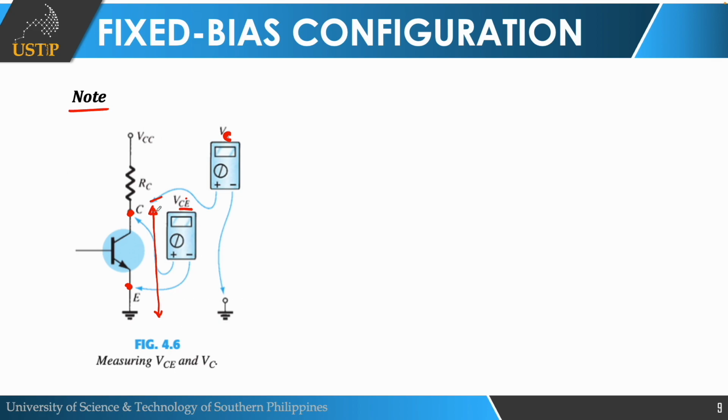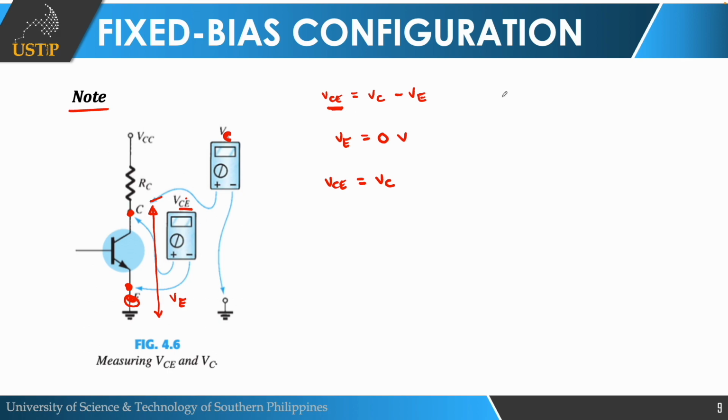Now, it just so happened that for the fixed bias configuration, we don't have a value for VE because there is no component here. The emitter is connected directly to the ground, meaning VCE is equivalent to VC minus VE. Take note of this notation. So for the fixed bias configuration, we have VE equals 0 volts. That means VCE is just equivalent to VC, as you can see in the output side of our fixed bias configuration.